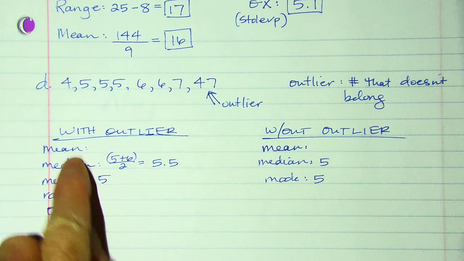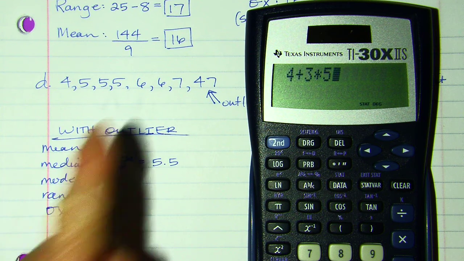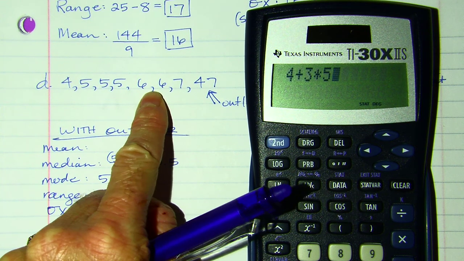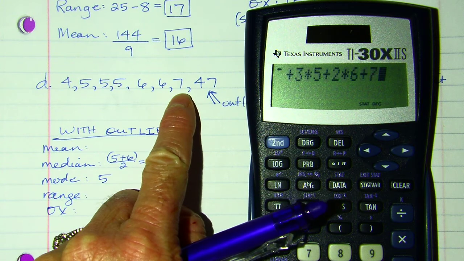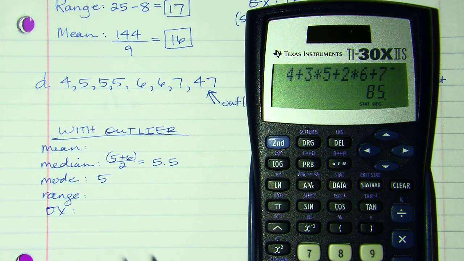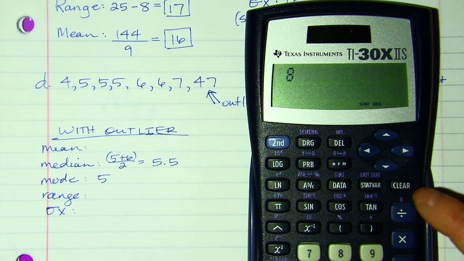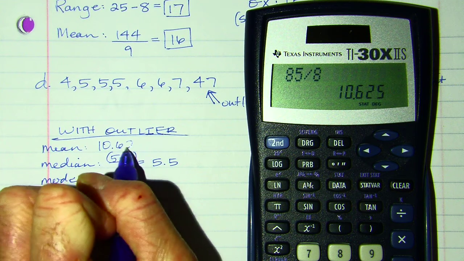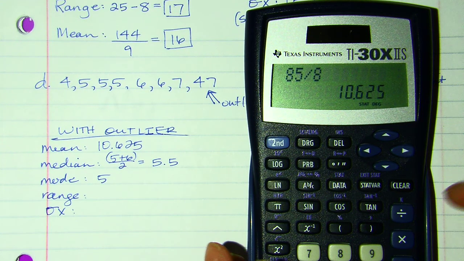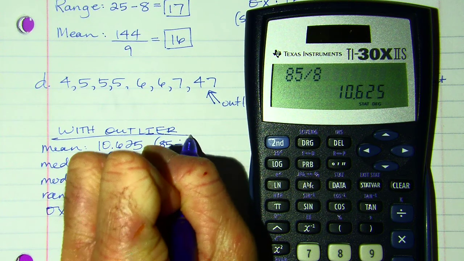Mean, so add them all up. 4 plus, there's 3 5s, so 3 times 5. That's how you do it in a shortcut. That's why they created multiplication, by the way. There's 2 6s, so 2 times 6, plus 7, plus 47. And I'm going to divide by how many? 4, 8. Whoops, 85 divided by 8, I get 10.625.